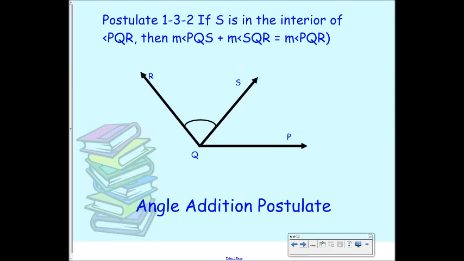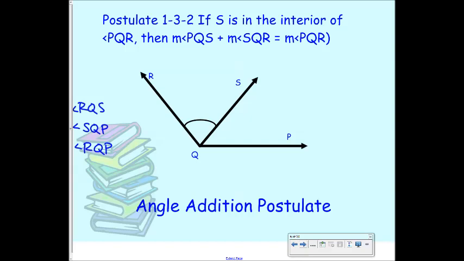RQS, SQP, and RQP. So all of them have Q in the middle because Q is the vertex of all of them. Which 2 add up to which other one? RQS and SQP add up to RQP. Perfect. So RQS or PQS and SQR add up to the whole. So part plus part equals whole.